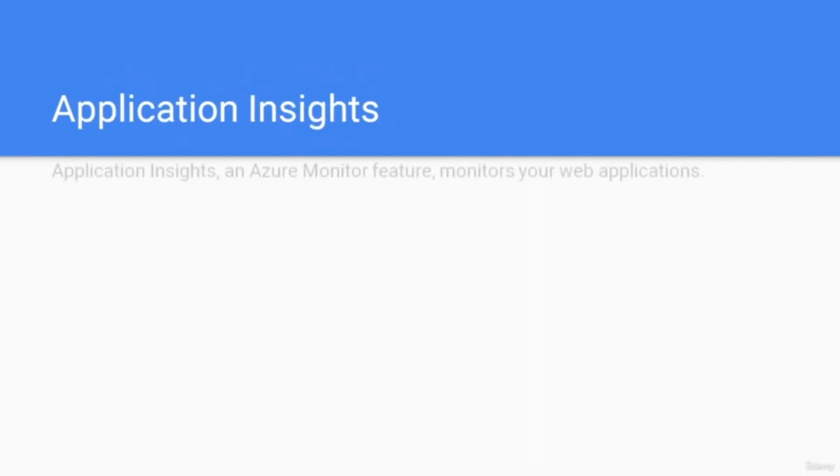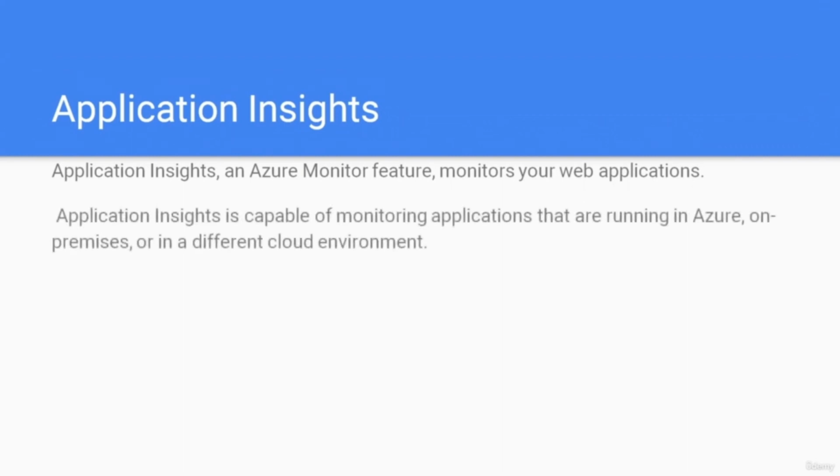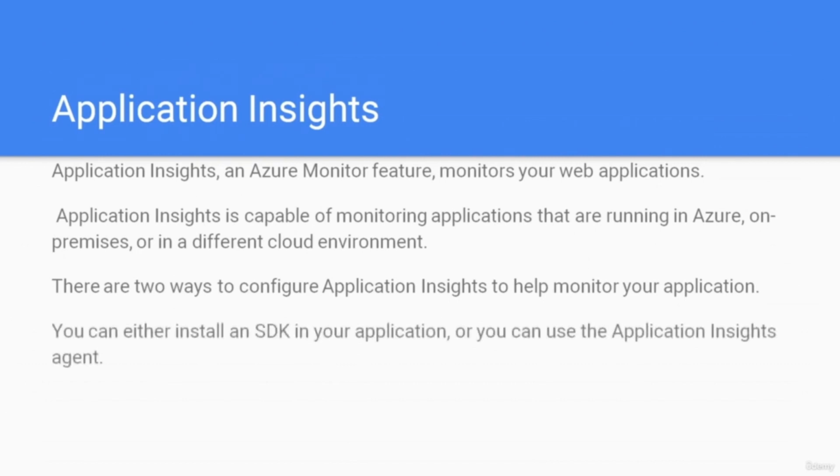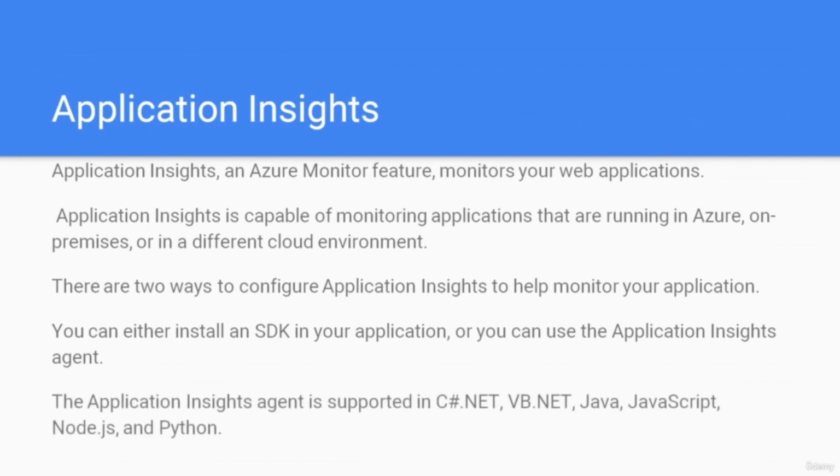Application Insights. Application Insights, an Azure Monitor feature, monitors your web applications. Application Insights is capable of monitoring applications that are running in Azure, on-premises, or in different cloud environments. There are 2 ways to configure Application Insights to help monitor your application. You can either install an SDK on your application, or you can use the Application Insights agent. The Application Insights agent is supported in C#, .NET, VB.NET, Java, JavaScript, Node.js, and Python.